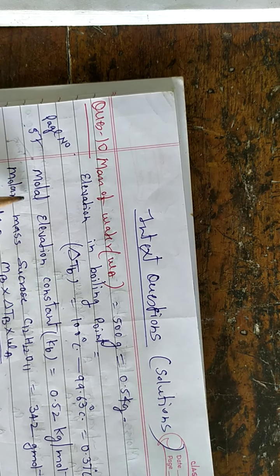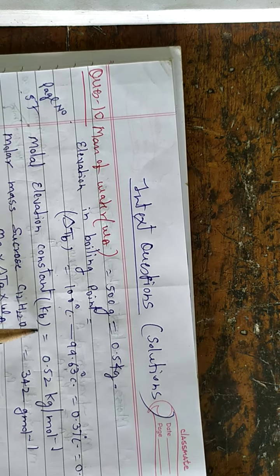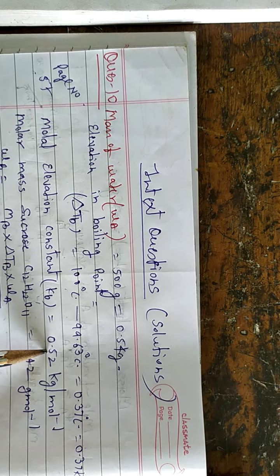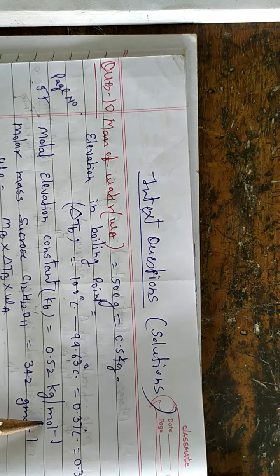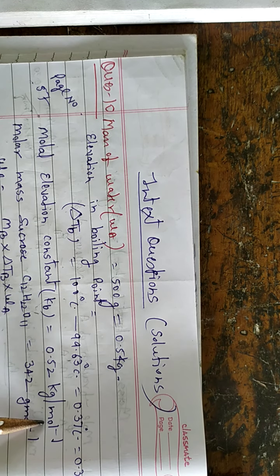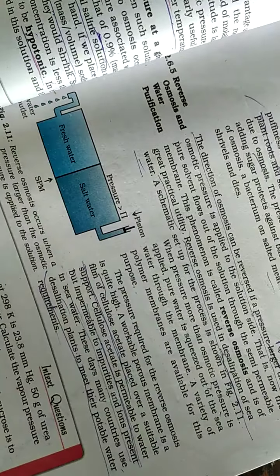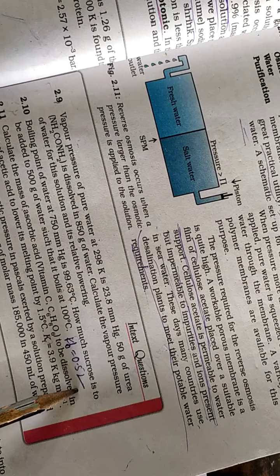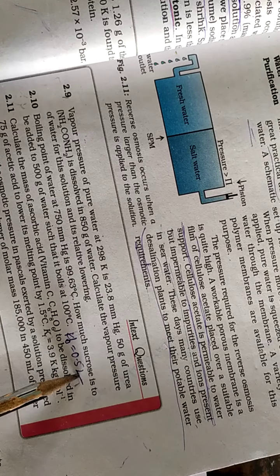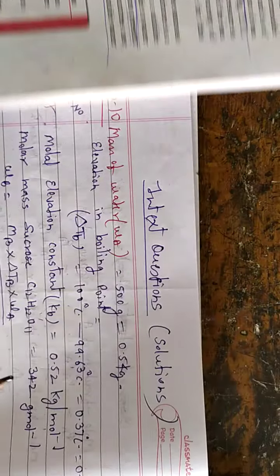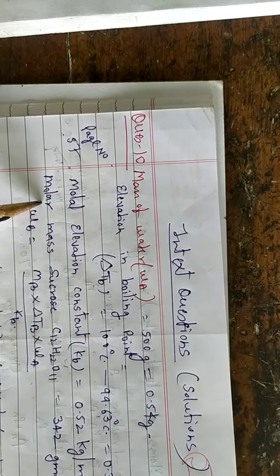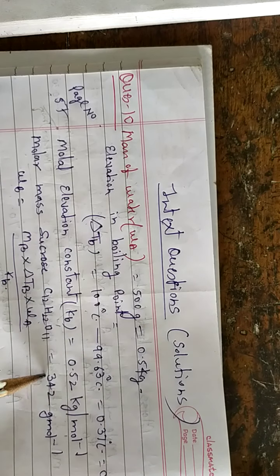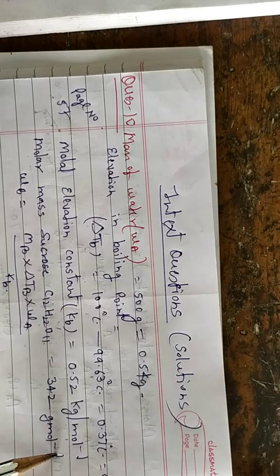Now next we will write the molar elevation constant Kb, right? So this Kb is 0.52 kilojoule per mole. It is already given. I think in your book it is not given. So student, here you should write Kb is equal to 0.52 in the textbook. In the examination you will get the value. Okay. So here now the molar mass of sucrose, C12H22O11, is equal to 342 gram per mole.